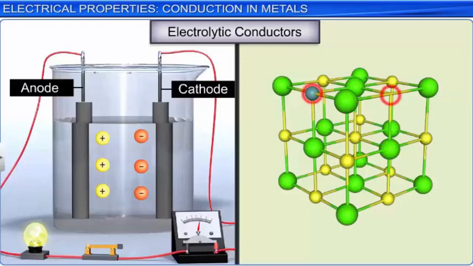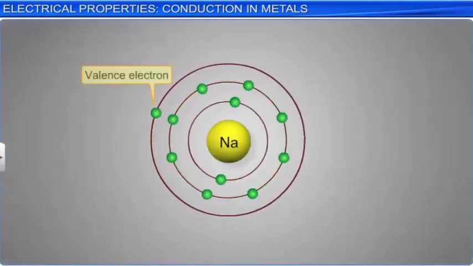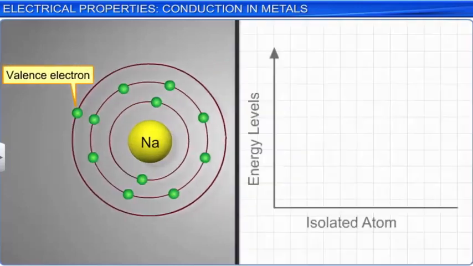The conductivity of metals depends upon the number of electrons present in the valence shell of their atomic orbitals. The electrons of a single isolated atom occupy atomic orbitals that form a discrete set of energy levels.